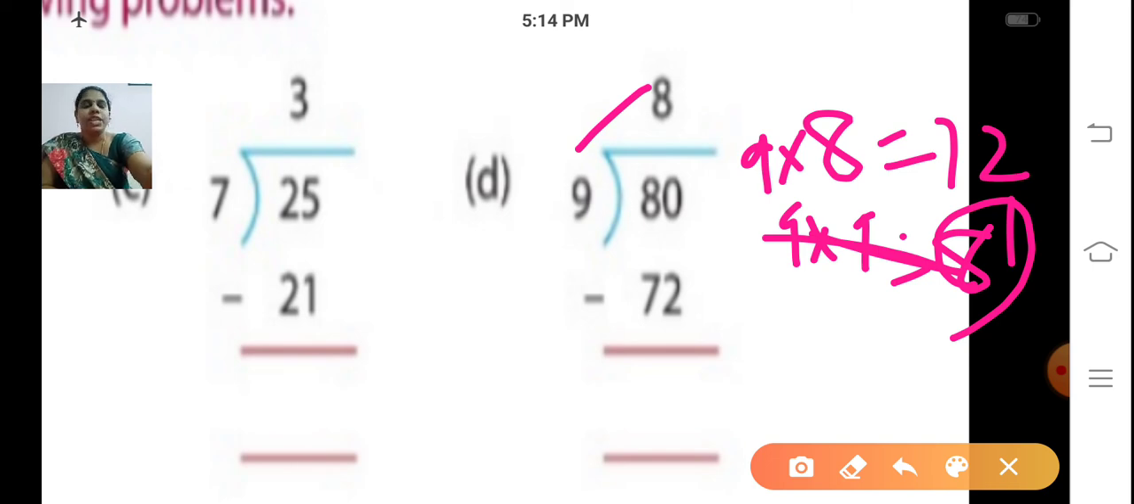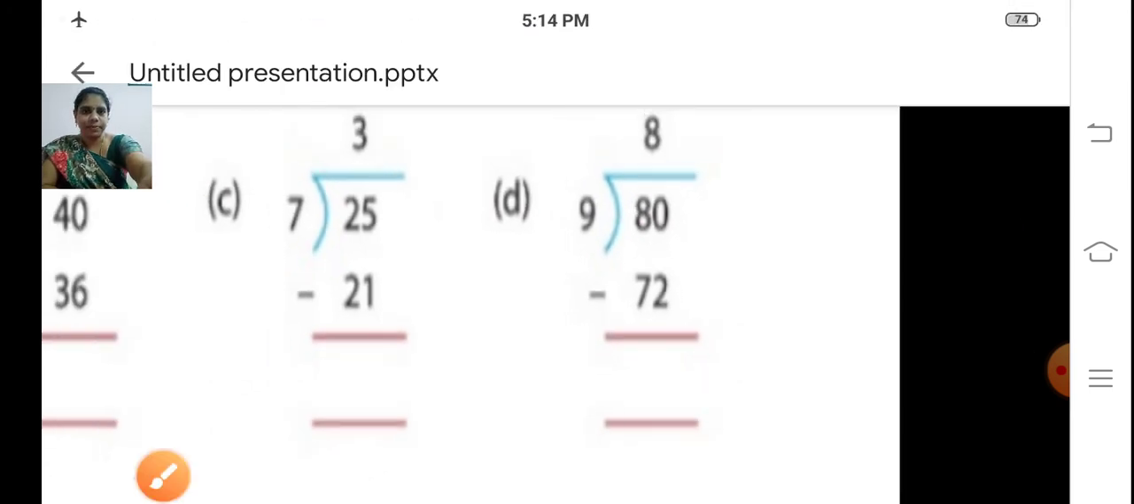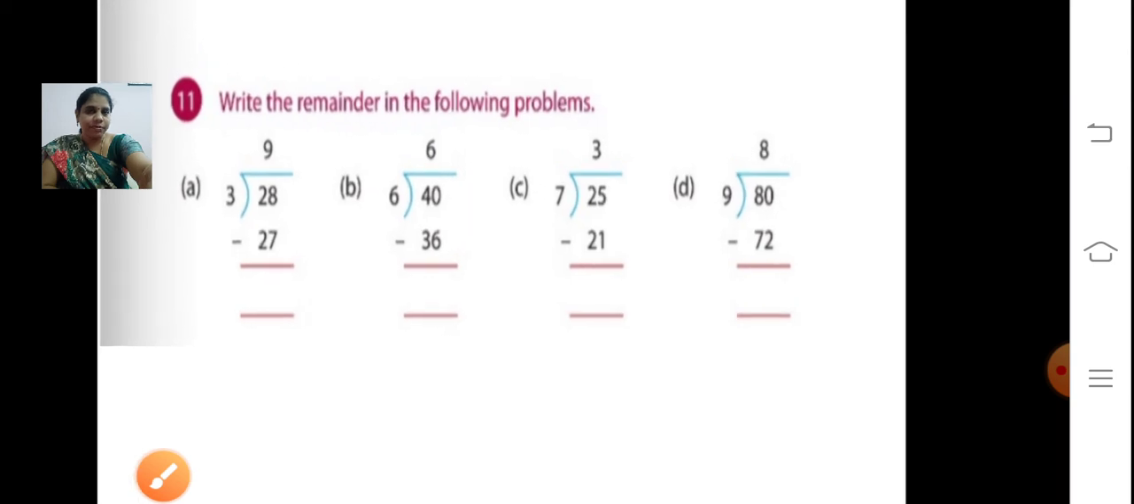Now we are going to find only the remainder. 80 minus 72. 0 minus 2 is not possible, so this number will become 7. 10 minus 2 is 8. So 8 is the remainder. You know the concept of remainder, isn't it? If the divisor cannot divide the dividend completely, some number is left out. That number is called the remainder.